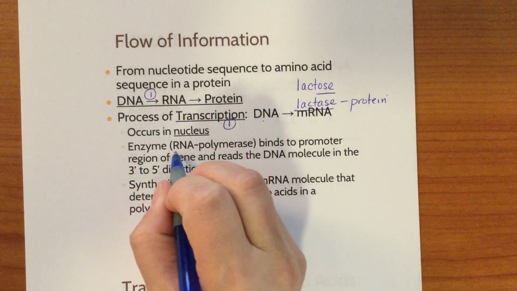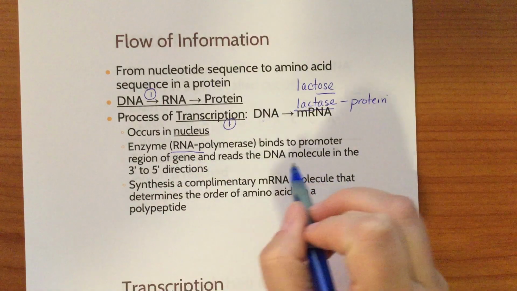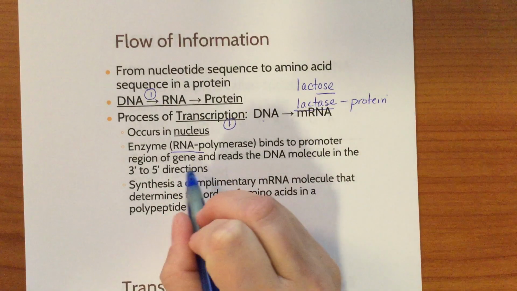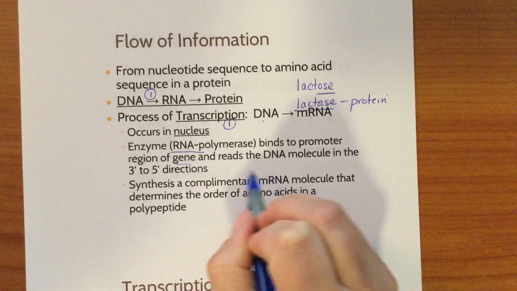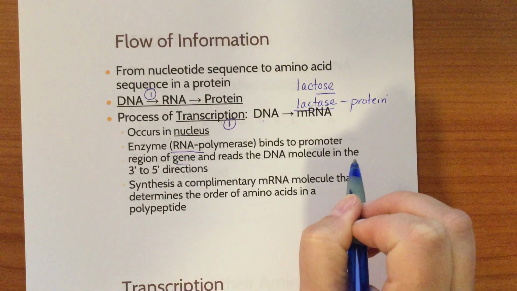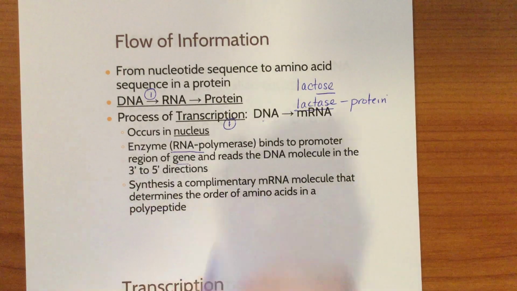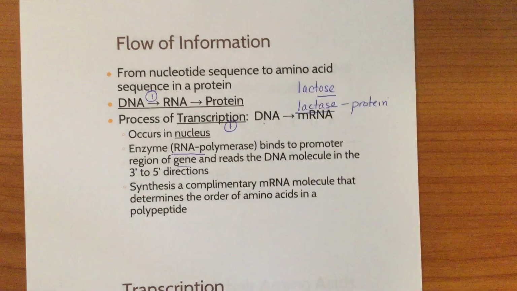So there's an enzyme that helps do that. It's called RNA polymerase. It binds to a particular part of the gene and then transcribes that gene. What you're going to make is something complementary to the original DNA double helix.